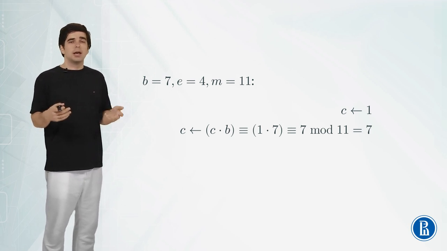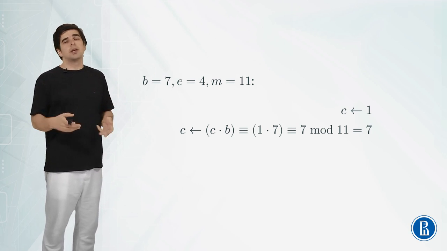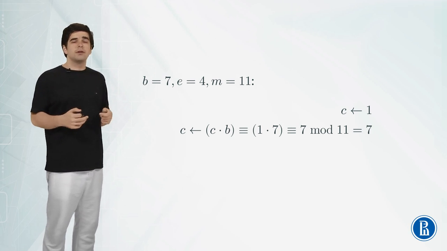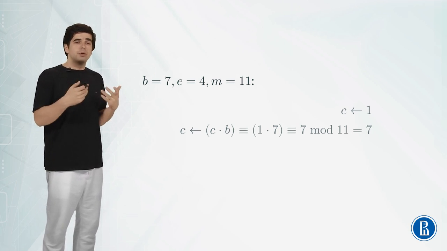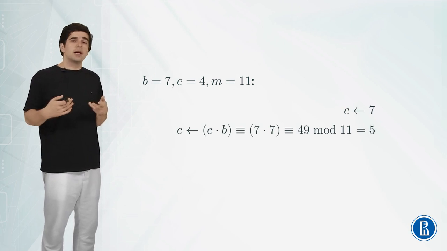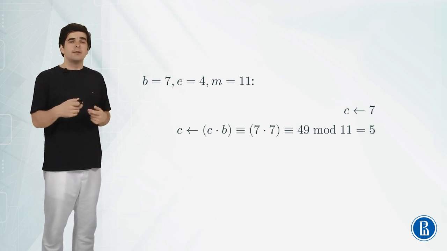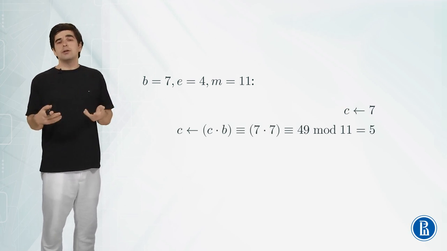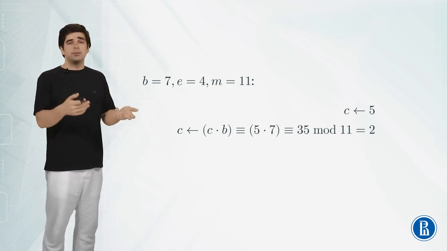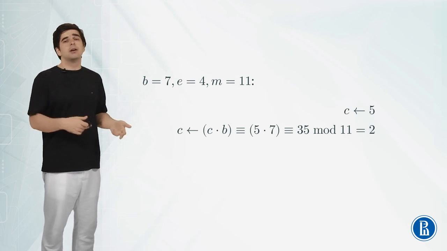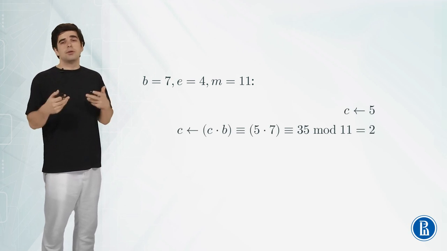So first we get 1 times c, which is equal to 7, and it has a remainder of 7 modulo 11. In the next step, c already has value of 7. We multiply 7 by 7, get 49. 49 is 44 plus 5. 11 divides 44, so the remainder is 5. On the next step, c has value of 5. We multiply 5 by 7, get 35. It is 33 plus 2, so the remainder is 2.